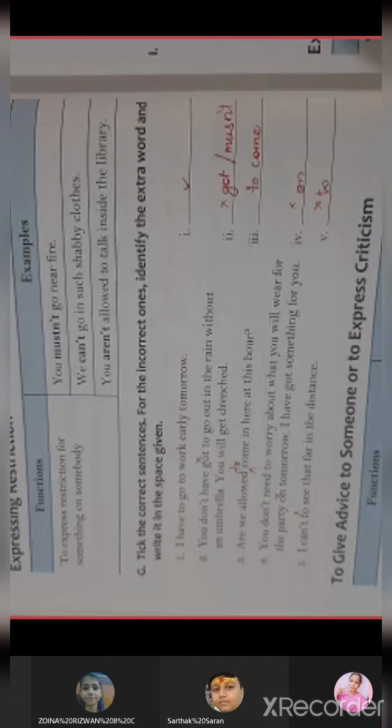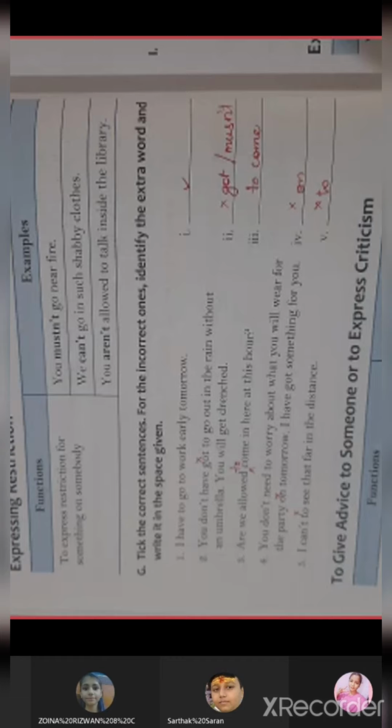That means you will underline don't have got to, and you will replace it with mustn't. You mustn't go out in the rain without an umbrella. You will get drenched. Number three, are we allowed come in here at this hour? Now you will add to in the sentence. The correct would be, are we allowed to come in here at this hour?